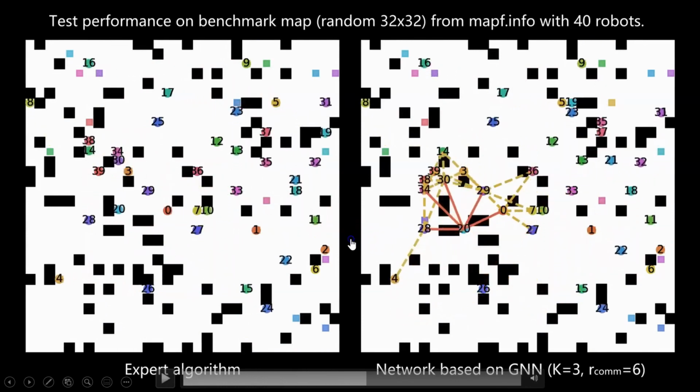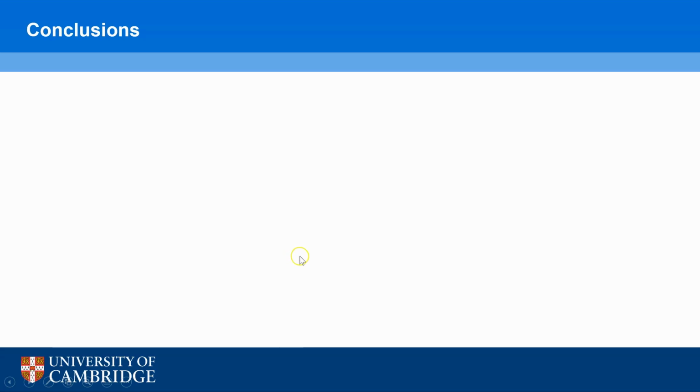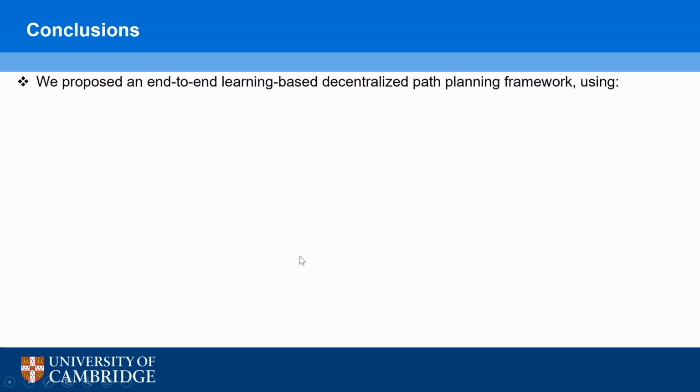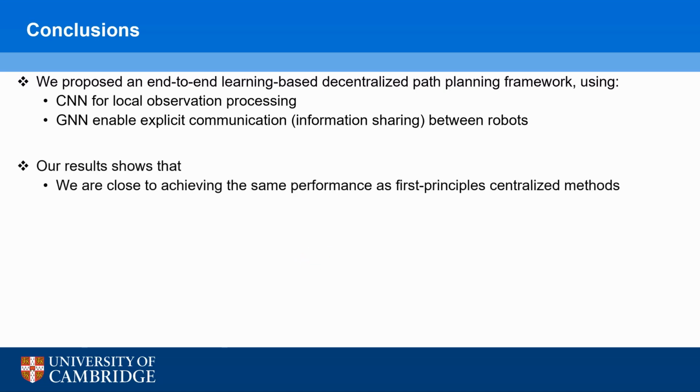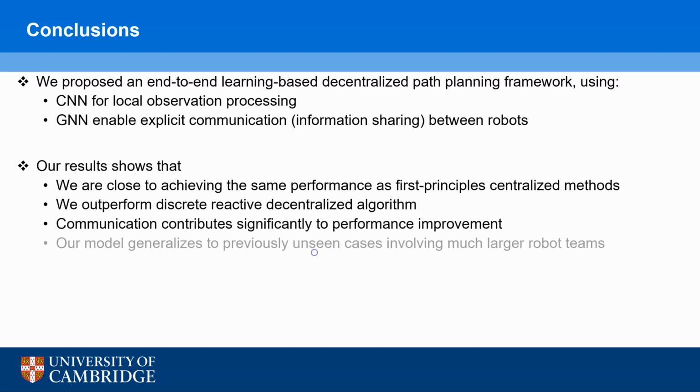We propose an end-to-end learning-based decentralized path planning framework by utilizing a CNN to process partial observation information and a GNN to implicitly share information between neighboring robots through the graph operation. Our results show that we are close to achieving the same performance as the optimal search-based algorithm. Importantly, we show that our model generalizes to previously unseen cases involving much larger robot teams and previously unseen environments. This enables us to solve large-scale cases that are intractable by classic methods.